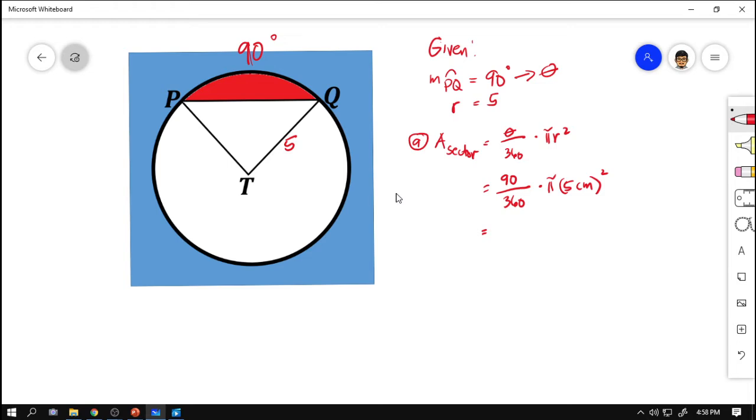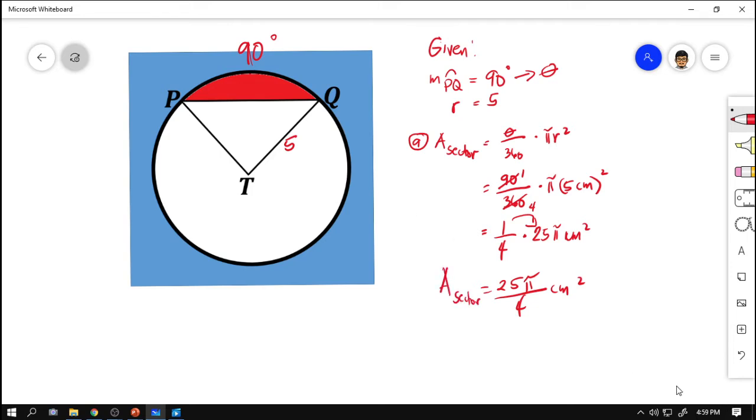So that is 90 divided by 90 is 1. 360 divided by 90 is 4. So that is 1/4 times 5 times 5 is 25 pi centimeters squared. So 1 times 25, that is 25. So we have 25 pi over 4 centimeters squared. So that is now the area of the sector.